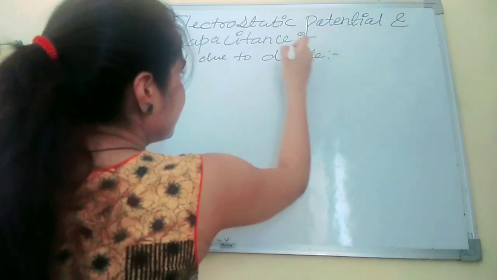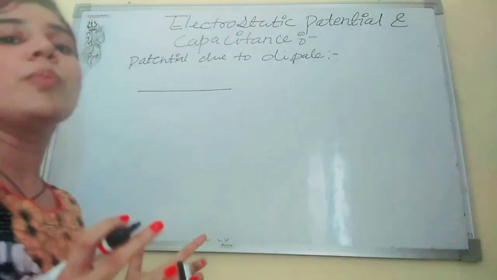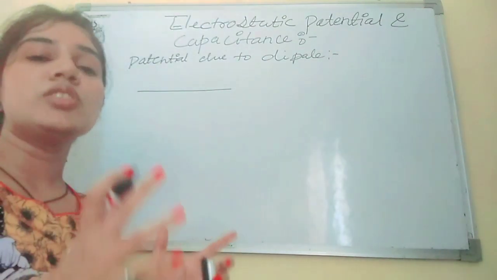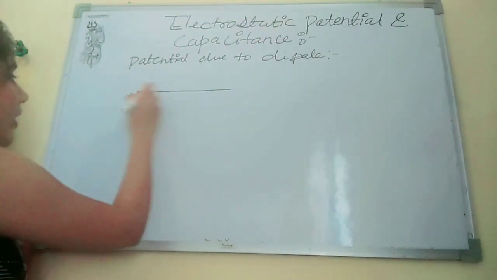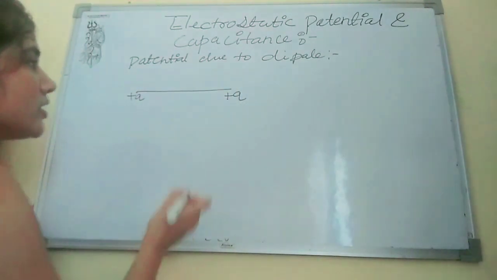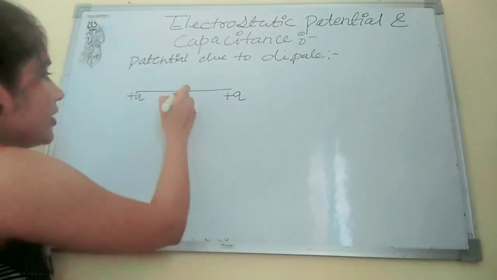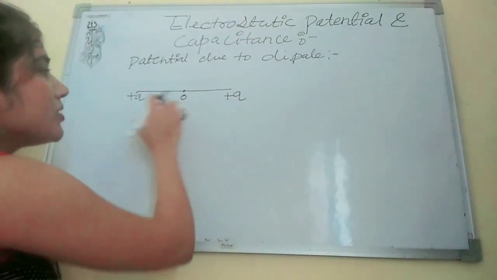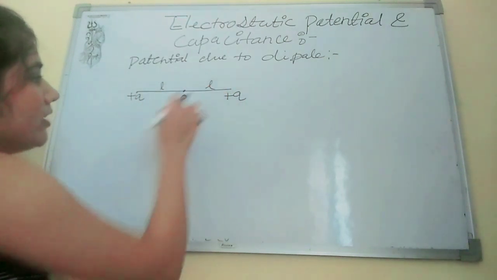So we know the dipole. When two opposite charges are placed with some small distance, one is negative q and one is positive q charge, and the distance between the charges is 2l. So if we divide it from the center, it will be equally divided, like L and L.